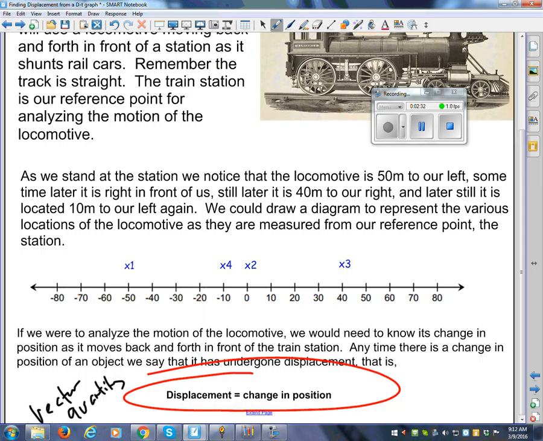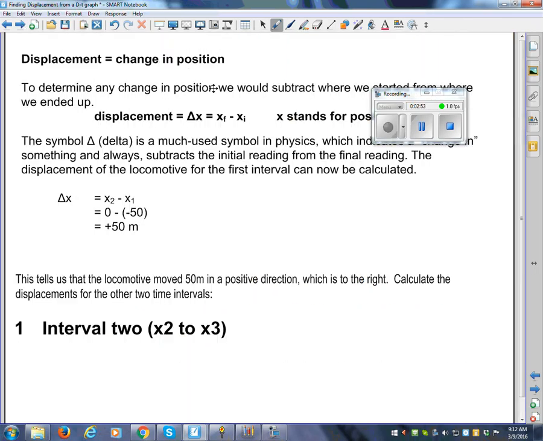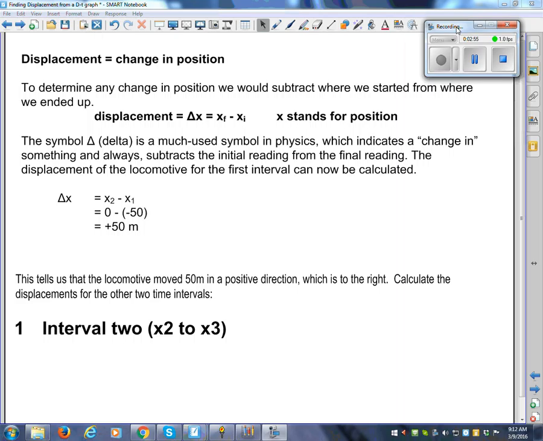How come? Because it's got a size and it's got a direction. The direction might not be north or south, but it might just be positive or negative. That's also a way of describing direction. All good on that page? Okay, so displacement is a change in position.